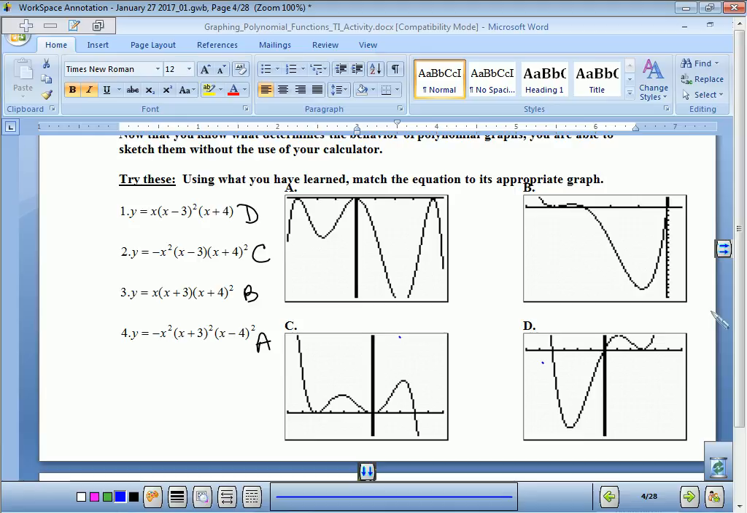So we don't actually even have to look at our root behavior, but did it bounce at 0? Yes. Did it bounce at -4? Yes. Did it pass through at 3? Yes.